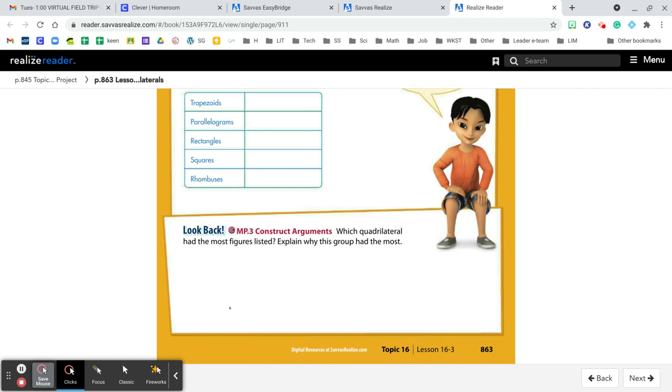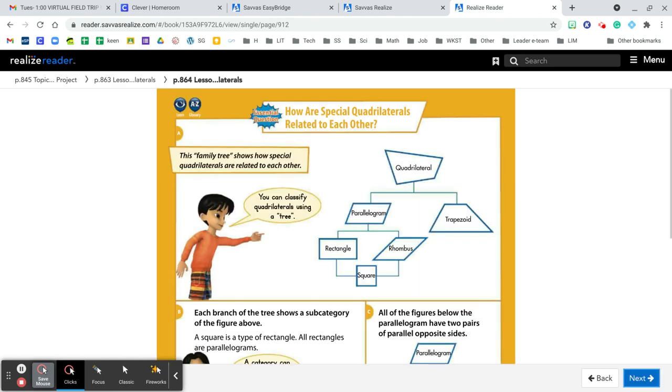Which quadrilateral had the most shapes? And it would be the parallelogram, because a parallelogram and rectangles and rhombuses all are parallelograms. So that is the one we identified the most. The next page.